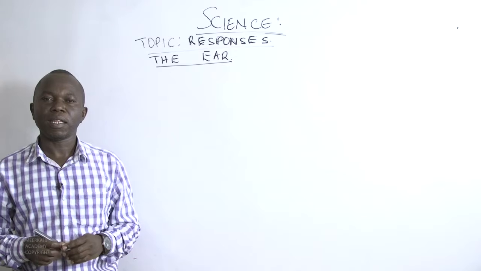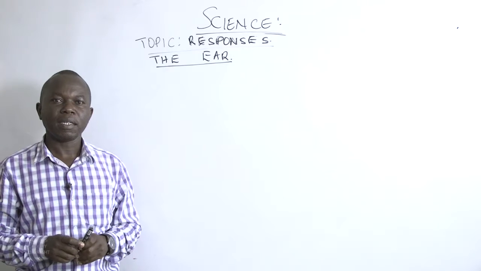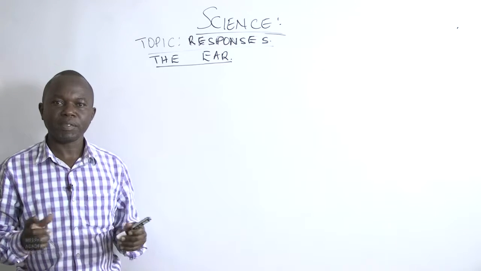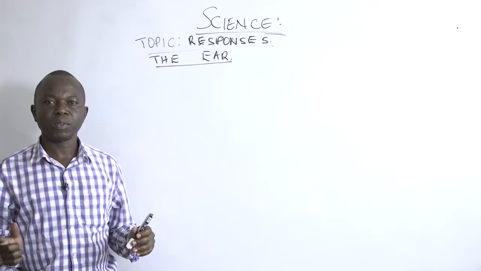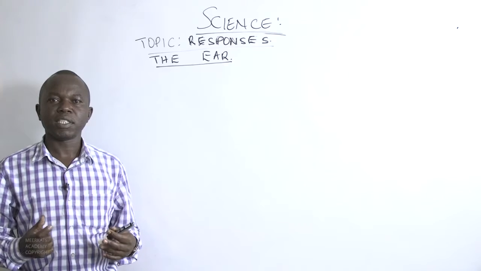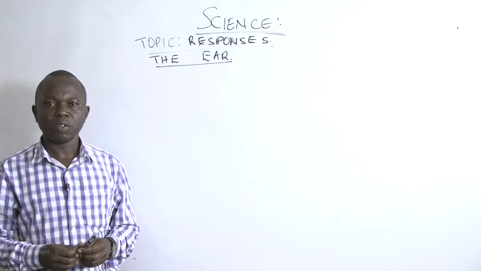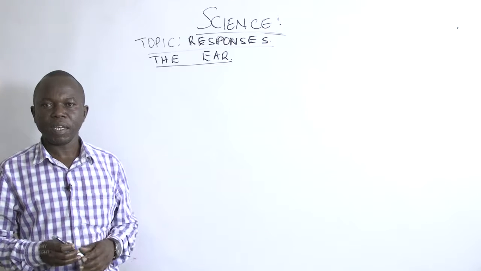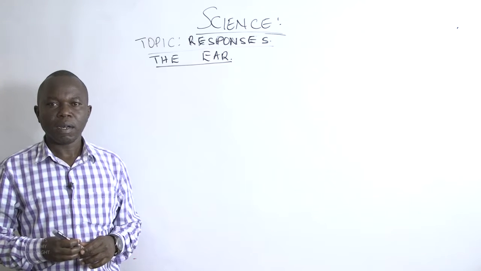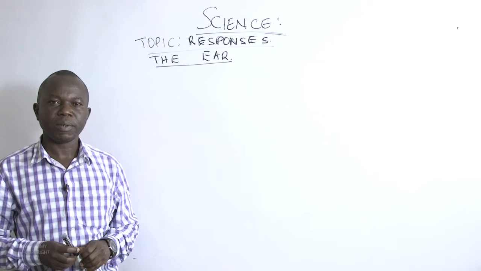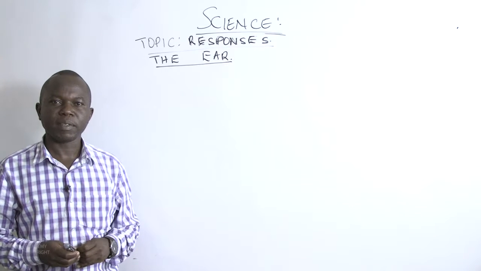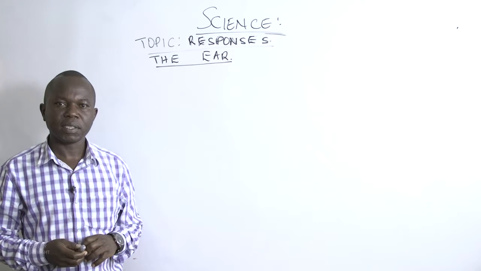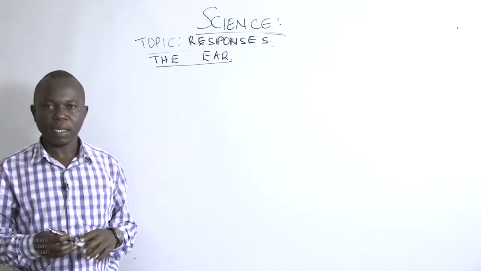We have looked at the eye. We said the eye usually perceives light, and because of perceiving light, we are able to distinguish different objects. Then we have the ear. When you talk of the ear, right now I'm talking, and wherever you are, you are getting whatever I'm saying. It is because of a very important sense organ, the ear.